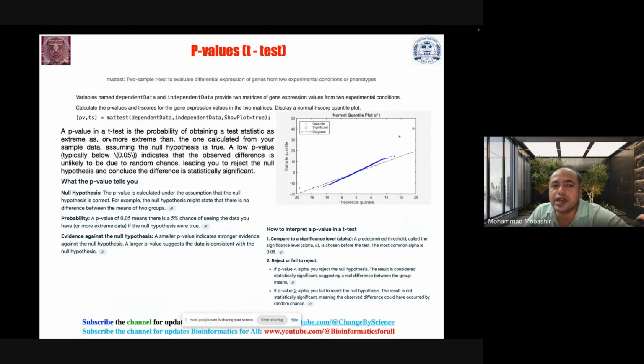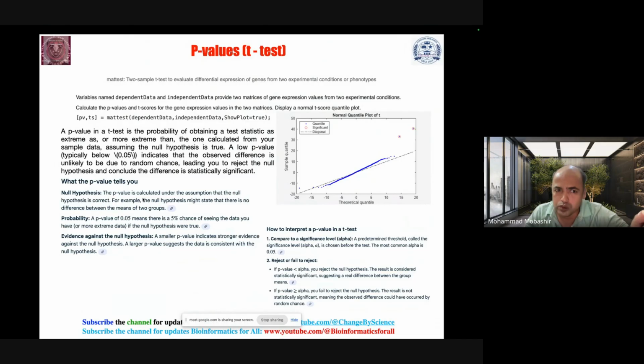So a p-value in a t-test is the probability of obtaining a test statistic as extreme as or even more extreme than the one calculated from your sample data, assuming the null hypothesis is true. A low p-value, typically lower than 0.05, indicates that the observed difference is unlikely to be due to random chance, leading you to reject the null hypothesis and conclude the difference is statistically significant. So what the p-value tells you is about the null hypothesis.